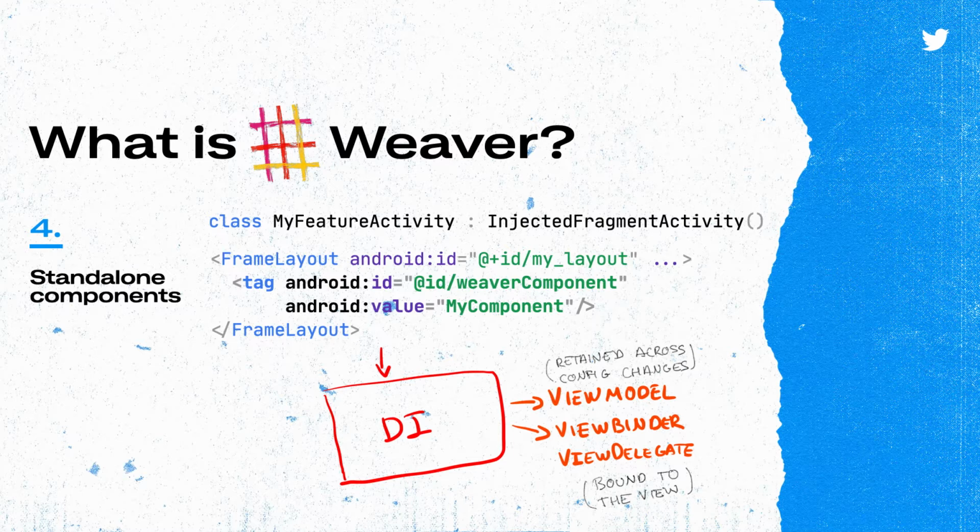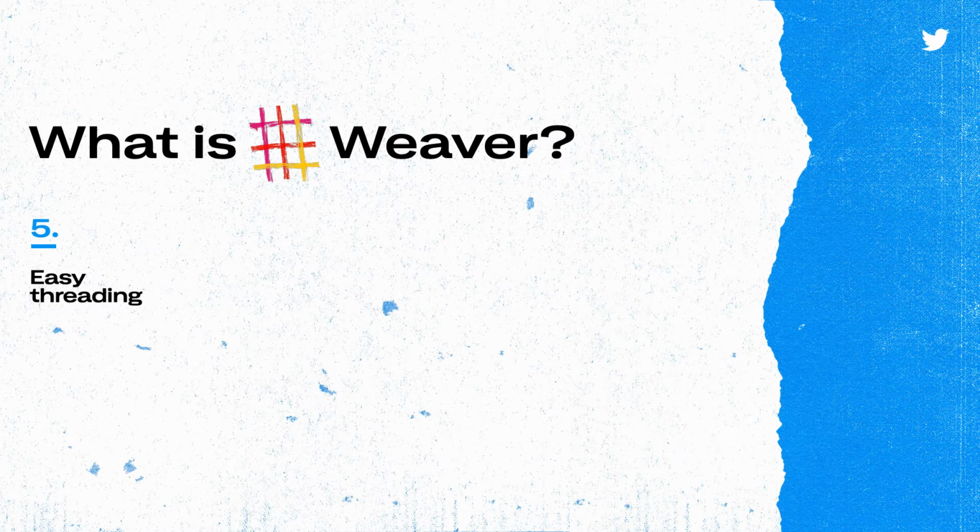So in the DI we will find the view model, the delegate, and the binder, as we saw before. As I mentioned, the view model is scoped to survive configuration changes, and the view delegate and the binder are bound to the actual activity or view. So view binder and view delegate would be recreated upon a configuration change, while the view model would persist. Everything is asynchronous by default, but we provide some very sane default schedulers with ways of overriding. So the threading model on Weaver gets simplified by quite a lot.